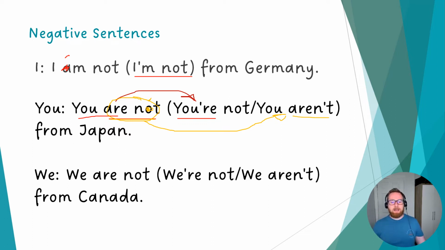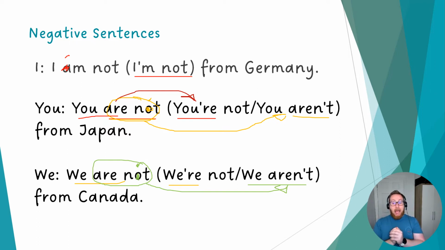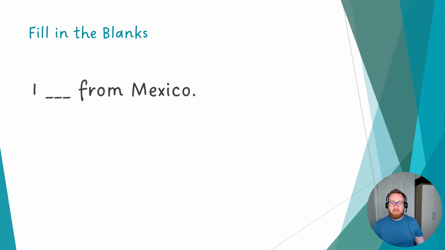Let's try that with we. So we can say we are not, we're not from Canada. Let's contract are not. Aren't. Get rid of the O, add in the apostrophe. We aren't from Canada. So there's two ways we can contract, and a great way to practice this will be using the worksheets that are put in the presentation through the QR code and on our Patreon page.